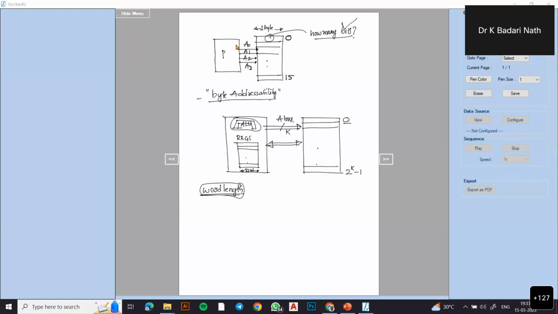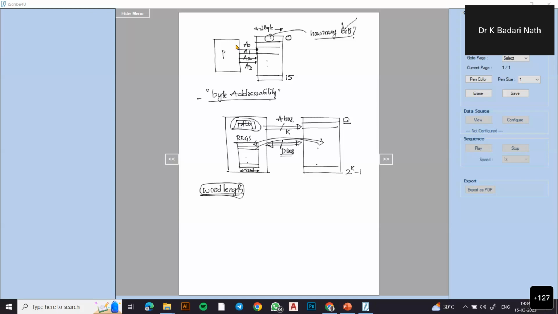Now, what is the third way of recognizing the word length? It is the amount of data I can read from the memory to the processor, or transfer from the processor to the memory. This we generally call the data bus. The data bus is a set of lines, a set of wires, which carries information from the processor to the memory, and I can also read from the memory to the processor. The size of this bus decides the word length of a processor. For example, if the data bus size is 32-bit, then I'll call the word length of this processor 32-bit.